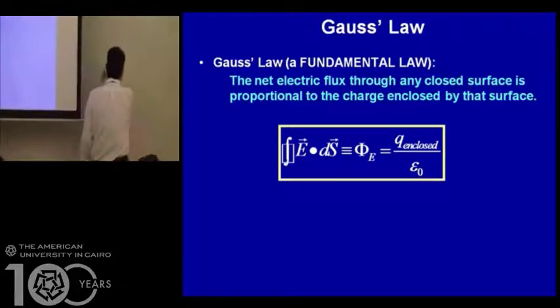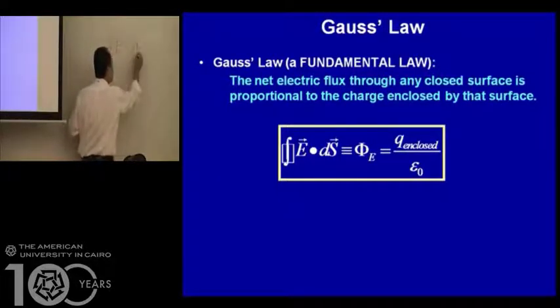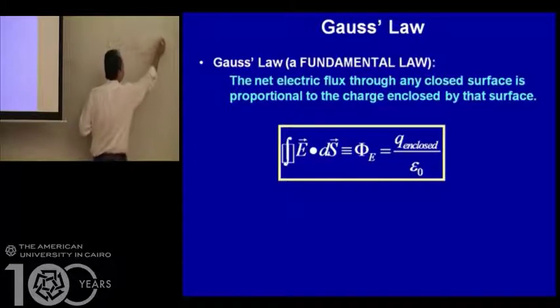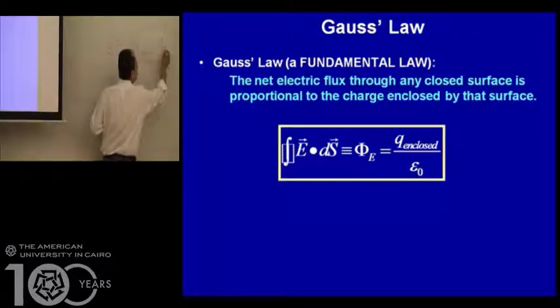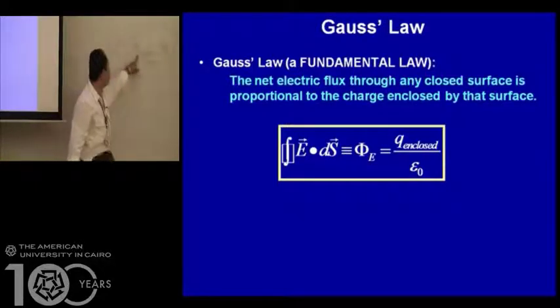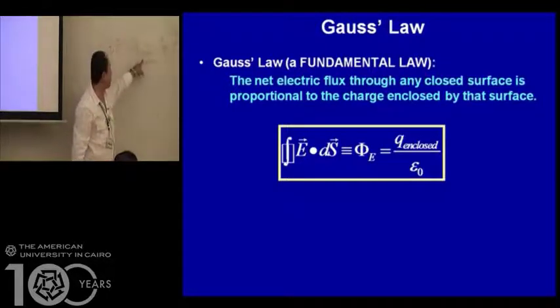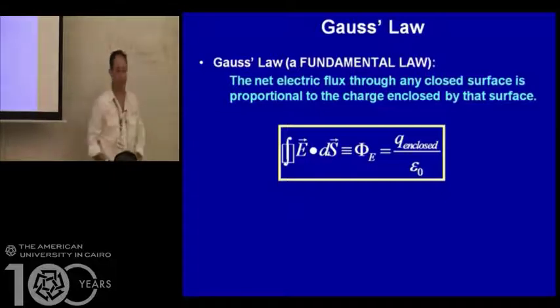Gauss's law says that the integration over a closed surface for E dot the area of Gauss's surface equal to the charge enclosed in Gauss's surface divided by epsilon 0. This is Gauss's law. The flux, which is E dot the area of Gauss's surface, equal to Q enclosed divided by epsilon 0.